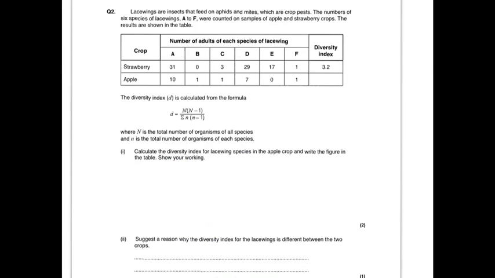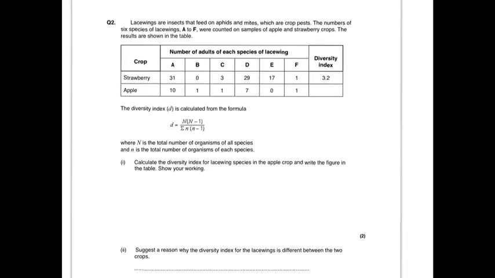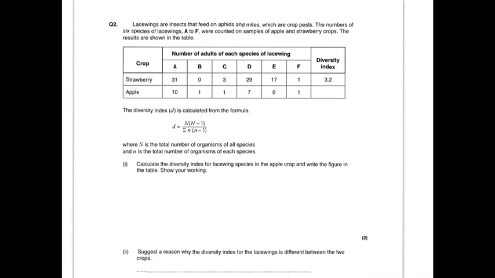This question again is a diversity index question. So question 2: lacewings are insects that feed on aphids and mites, which are crop pests. The number of 6 species of lacewings A to F were counted on a sample of apple and strawberry crops. The results are shown in the table. Calculate the index of diversity for lacewing species in the apple crop and write the figure in the table.